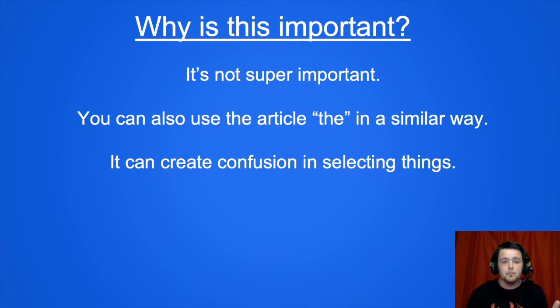Now, why is this important? It's not really that important. It is similar to the article the, and you might replace some of these adjectives with the article the, and that's fine. It can create confusion sometimes if you say this when something is far away. You should say that. By saying that, an English speaker is going to look away from you for something. By saying this, an English speaker looks towards you. So it can create some confusion, but I've never really seen it be a problem. It's just something that you'll need to know, and if you can use it, it's very, very good.